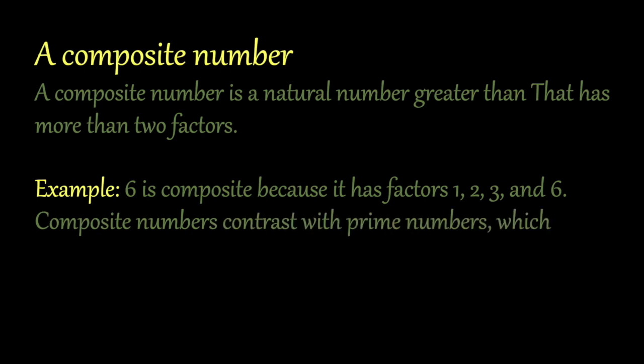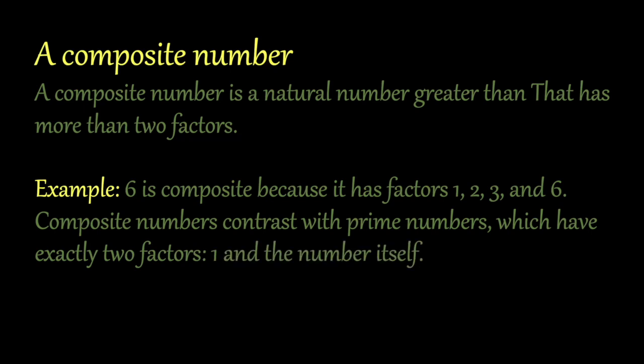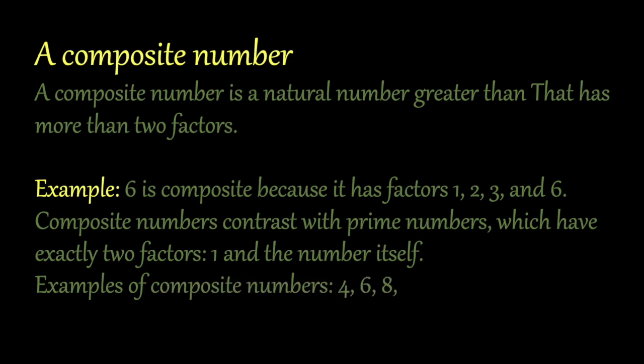Composite numbers contrast with prime numbers, which have exactly 2 factors, 1 and itself. Examples of composite numbers are 4, 6, 8, 9, 10, 12, etc.